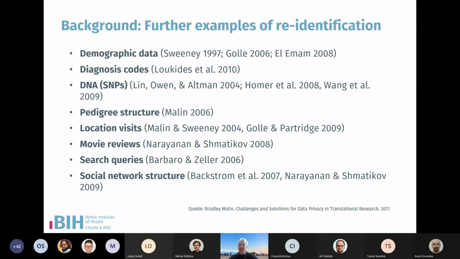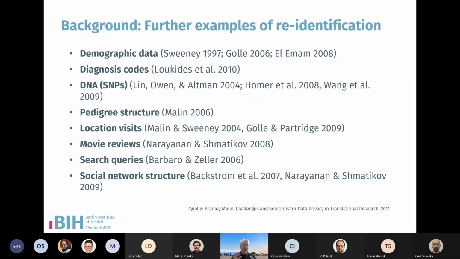And of course, this re-identification through demographic data is just one example. There's a range of papers that have shown that this can be done with other data types as well. This is a slide that I adapted from a presentation of Brad Malin, who is also a famous researcher in the field. And here you can see that there are papers showing that this is problematic for diagnosis codes, of course, for genetic and genomic data, but also for things such as pedigree structure, location data, so location traces or visits are particularly difficult to anonymize.